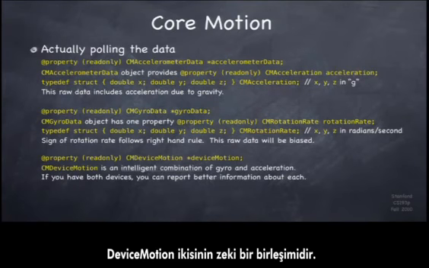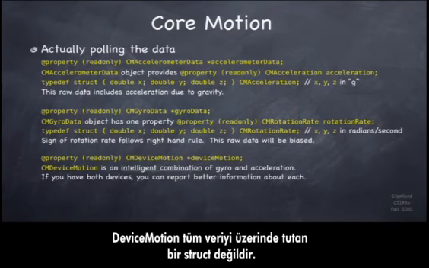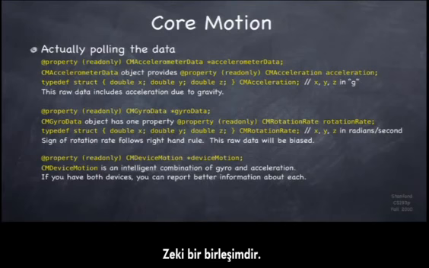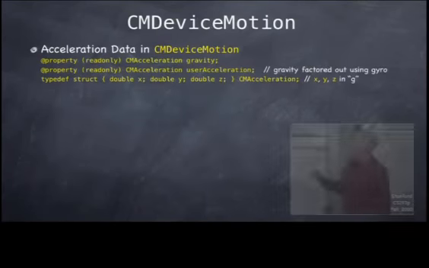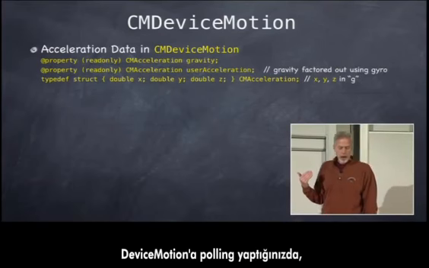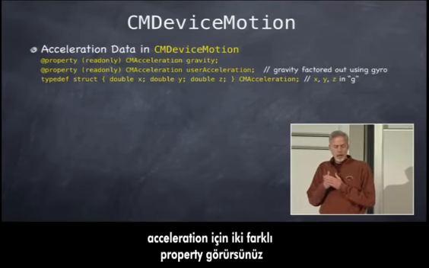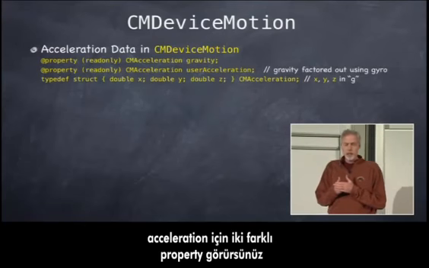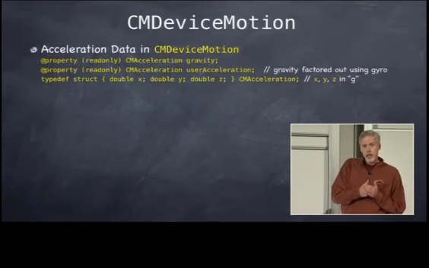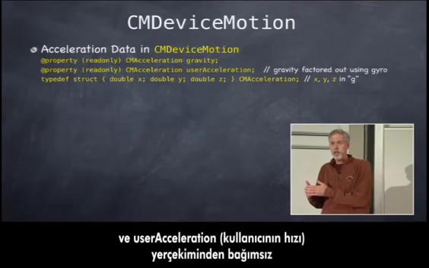So device motion is an intelligent combination of the two. Device motion is not just a struct that has all that information in it. It's an intelligent combination. So what do I mean about that? When you're polling device motion, you actually get two different properties for acceleration: the acceleration due to gravity and the user's acceleration, separated from the gravity.